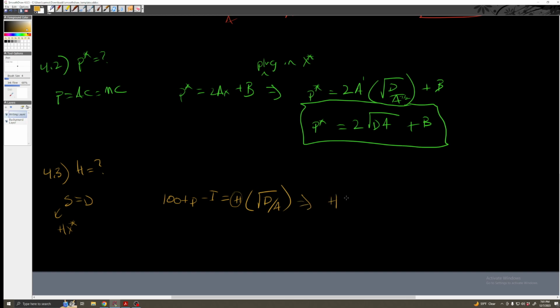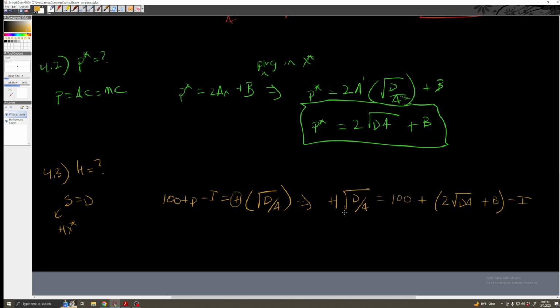So I'm going to move H over here to the other side. Ugh, I don't want that. I want D over A. This is how much each firm produces. This is how many firms there are. That must equal 100 plus P star, which is 2 square root of dA plus B minus income. So now we have this function that's only exogenous parameters, and we want to solve for H.